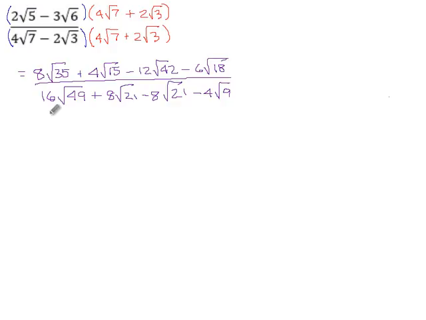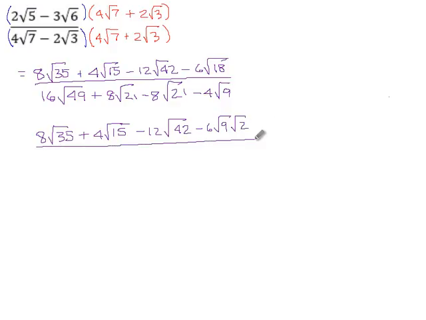Okay, so can we clean this up anymore? In the numerator, we can't do a heck of a lot. We have 8 root 35. There are no perfect squares hiding in 35, so we're stuck with that. Plus 4 root 15 doesn't break down either. Minus 12 root 42, that doesn't break down either. We get a bit of a break with root 18. That's minus 6. We can pull that apart into root 9, which we know, and root 2, which we're stuck with. So, not going great.